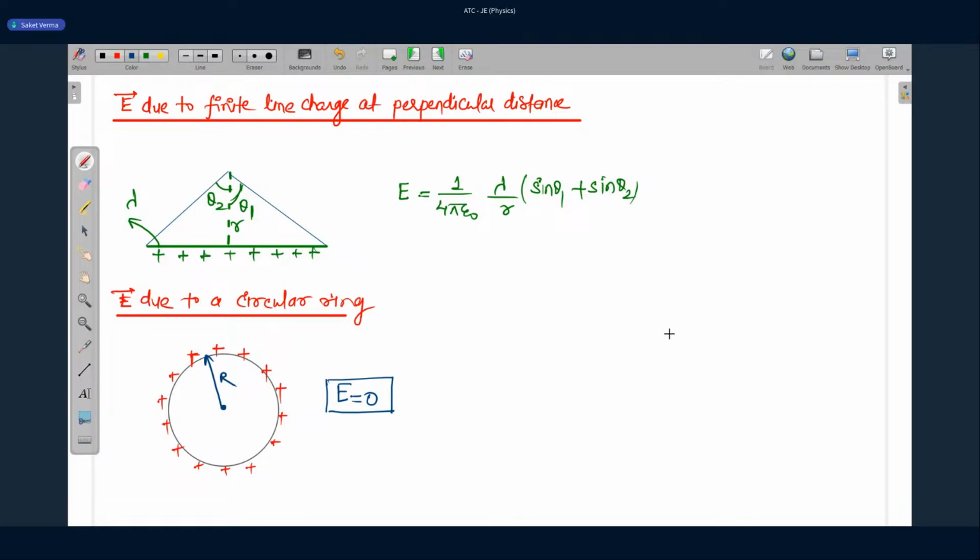Now suppose you want to calculate the electric field due to a semicircular ring, which is placed in this form.